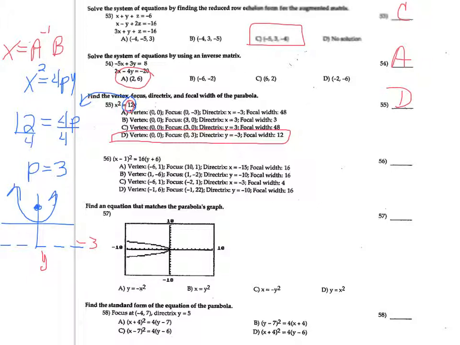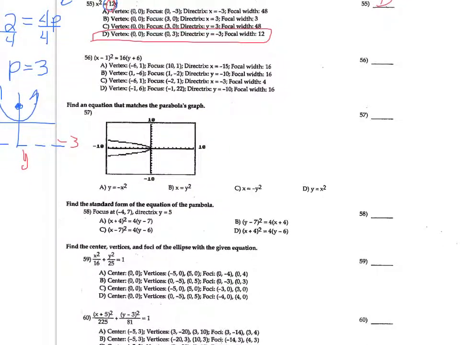Number 56. What do we have for number 56? B. That is right. Questions about 56? You switch the X, which is 1, and then Y is negative 6. You opposite the negative 1, that is 1, and opposite the 6 is negative 6. That's the vertex. That is right. So there's only one choice that gives you that, right? Thank God.